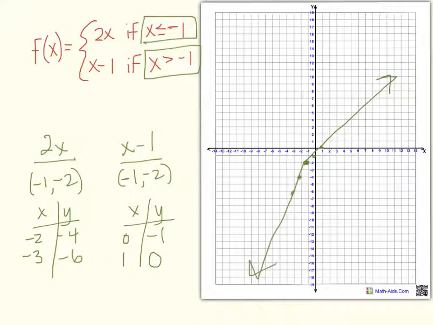So in essence, what you have is two completely separate graphs. You have this graph, which represents x minus 1. And then you have this graph down here, which represents 2x. So you've actually got two separate graphs in a piecewise function.